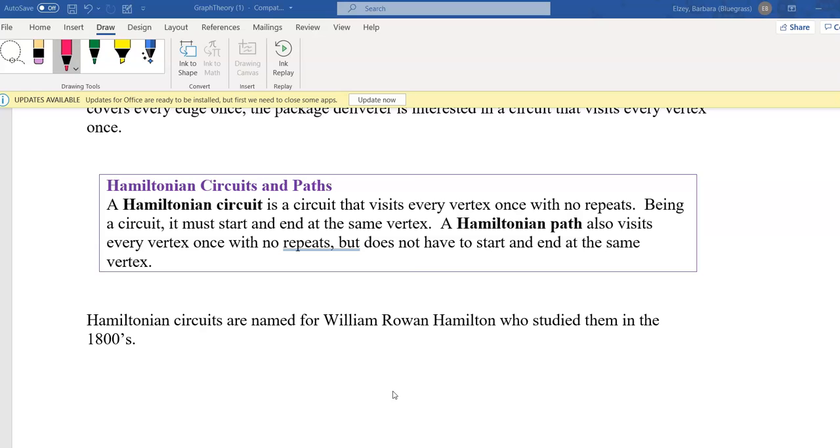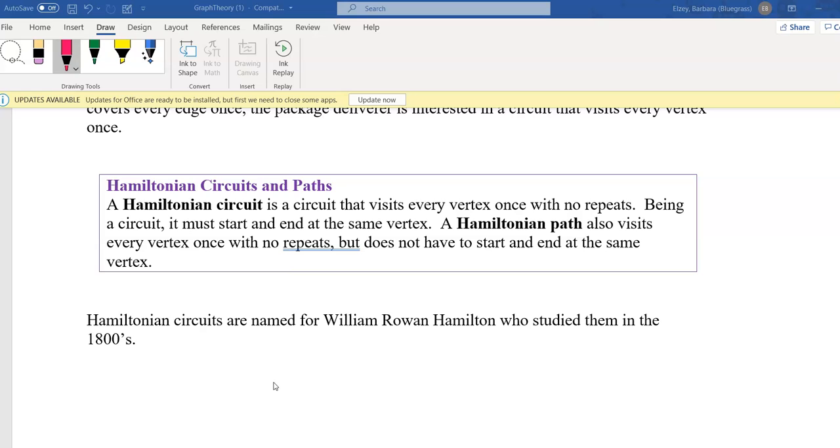A Hamiltonian circuit and path, the Hamiltonian path visits every vertex once, but doesn't repeat any of those vertices. But it doesn't have to start or end at the same vertex, whereas a Hamiltonian circuit has to go to every single vertex only once with no repeats, but then returns back to the same vertex. And this is not named after Alexander Hamilton like we saw with apportionment. This is named after William Rowan Hamilton, who studied graph theory way back in the 1800s.